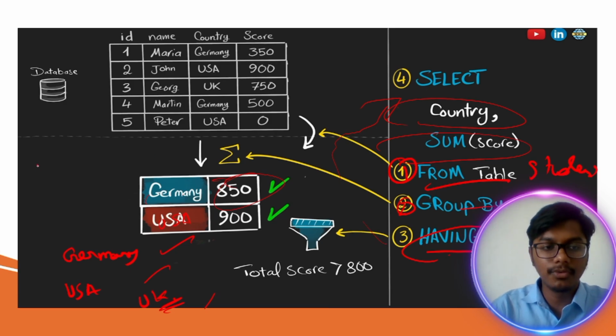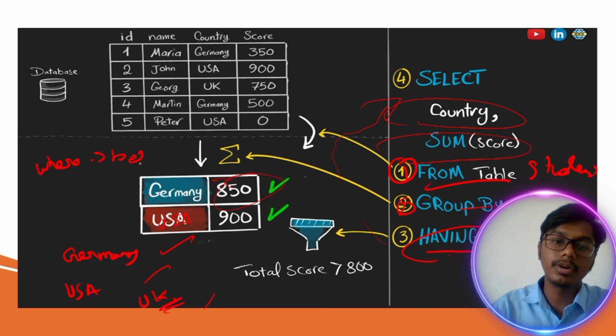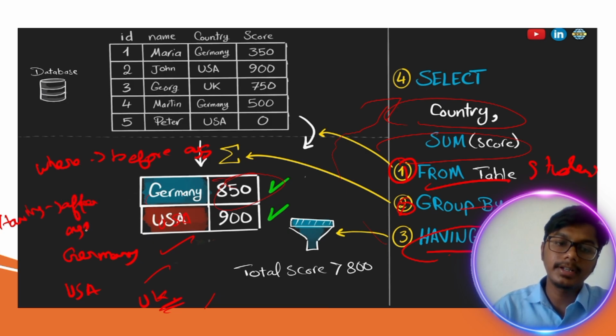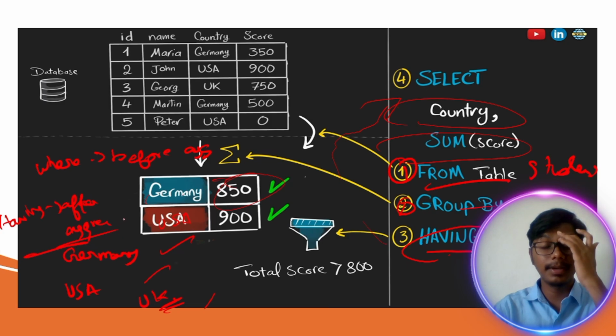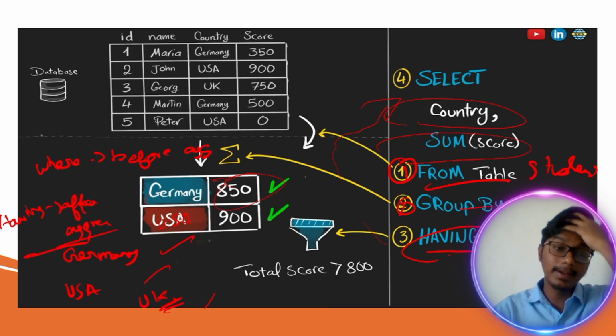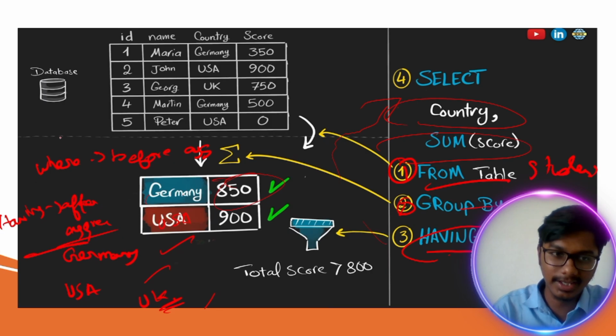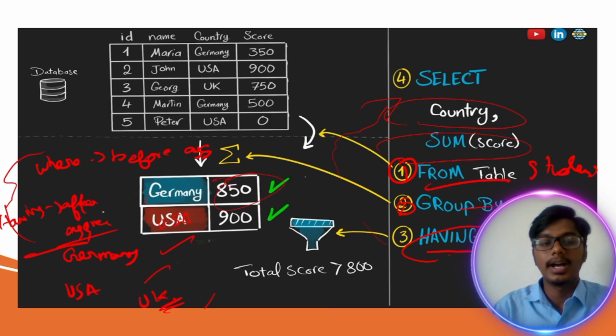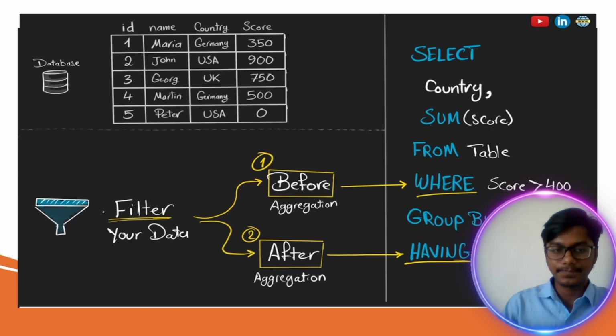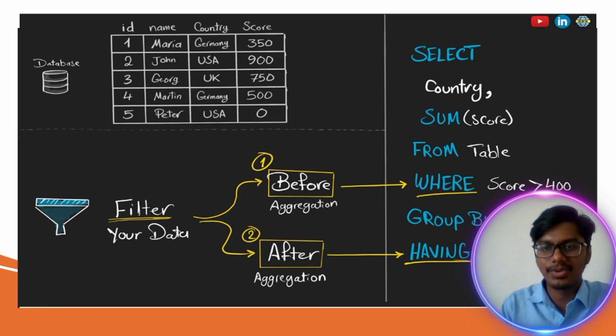WHERE can be used before aggregation. You can note that it is used before aggregation, I can write AGG, and HAVING can be used after aggregation. Okay, fine. This is a very important interview question, and if I am an interviewer, I can also ask this question in an SQL interview. Okay guys, I explained this concept very easily.